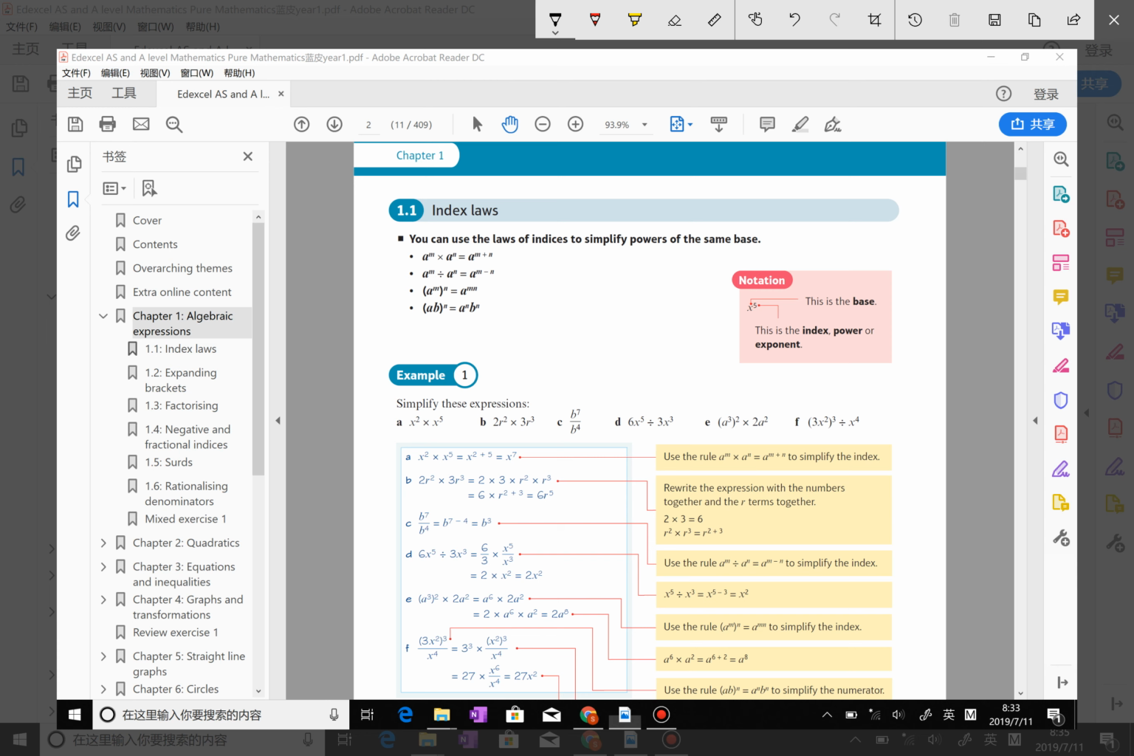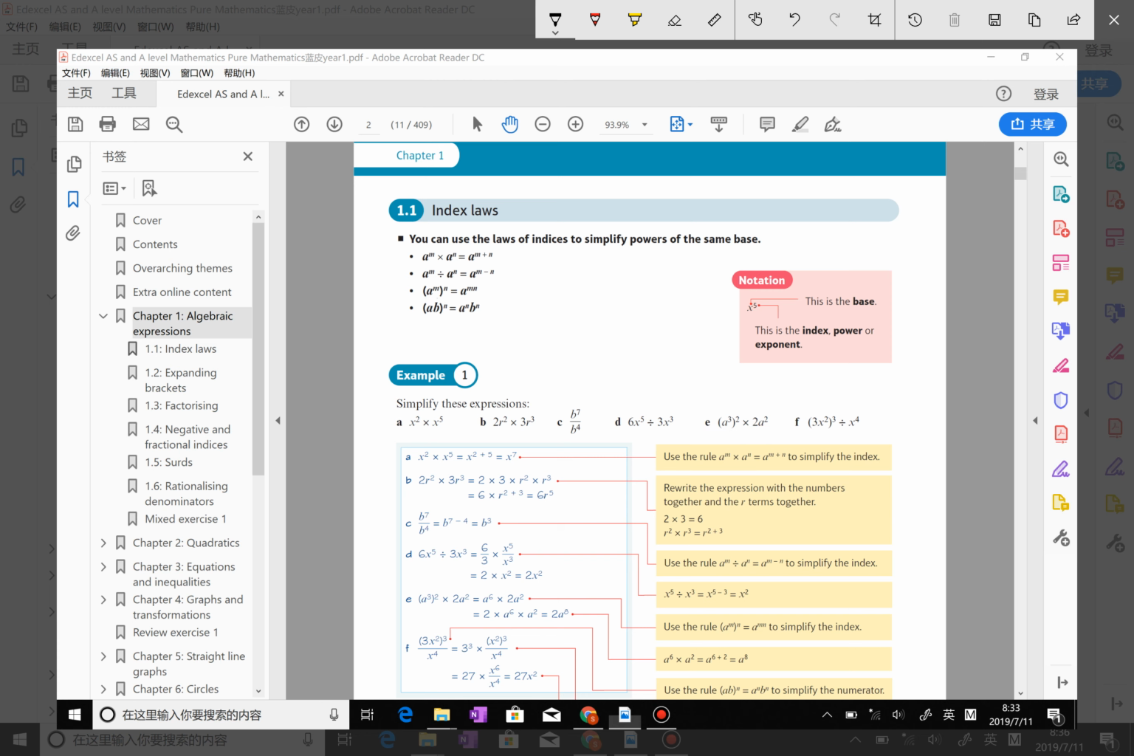Okay, so let's look at e. First of all, you have a cubed, then squared, times 2 times a squared. The constant is only 2. For this part, we can use this rule, right? So this is a power to 6 times a squared, which is 2a power to 8.